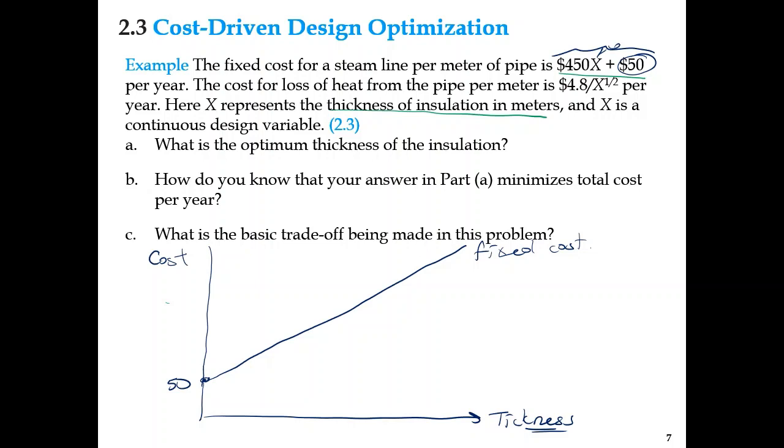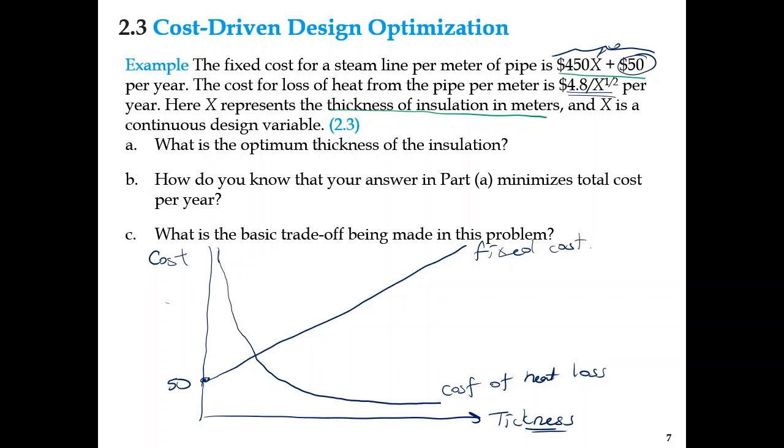Then the second one over here: if X is 0, you see that the heat loss is approximately infinite. But then as you increase the thickness, you will have such a reducing function. And this is the heat loss cost, the cost of heat loss due to this thickness.